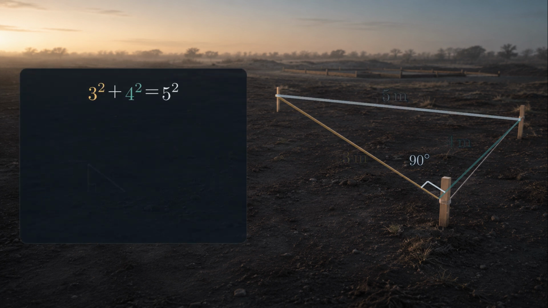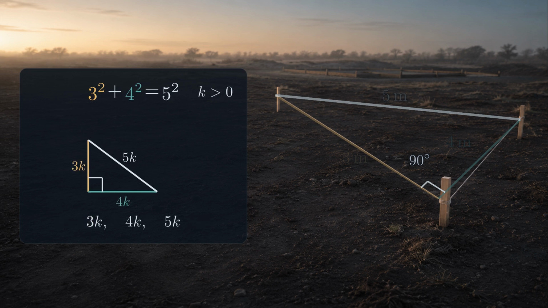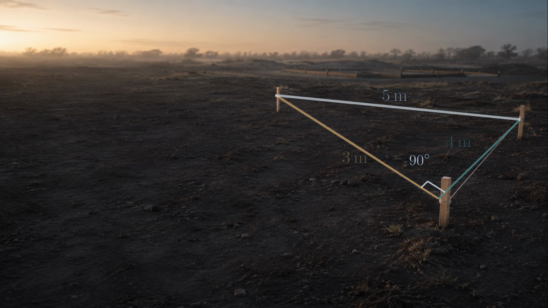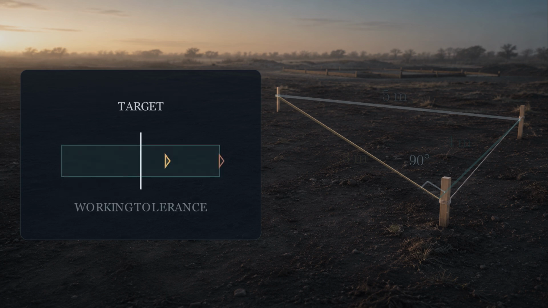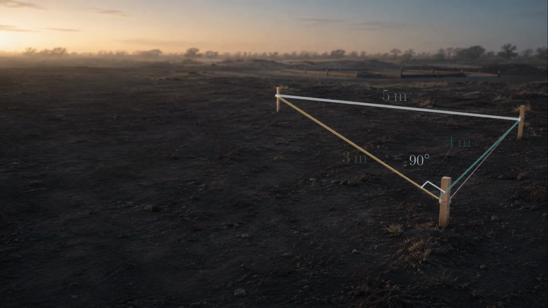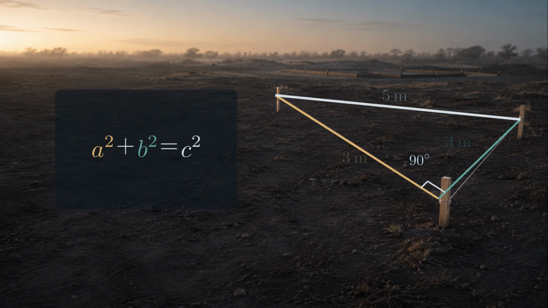Builders and surveyors can scale that pattern to 6, 8, and 10, or to any convenient multiple. But the physical measurement is never as perfect as the geometry. Sloping ground, tape tension, instrument error, and working tolerances still matter. A cord can sag, a stake can move. The theorem is exact, the act of measuring is not.